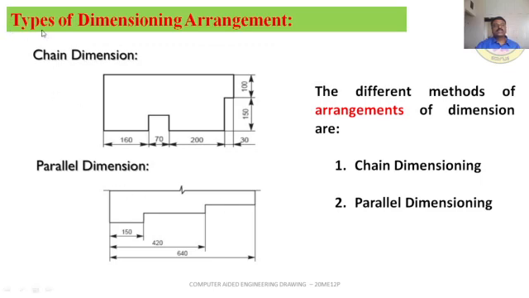Okay, now let us discuss the types of dimensioning arrangement. The different methods of arrangement of dimensions are, one is chain dimensioning and the second one is parallel dimensioning. Chain means it will look like this, just see here, all dimensions are placed adjacent to one another, no gap is left in between.